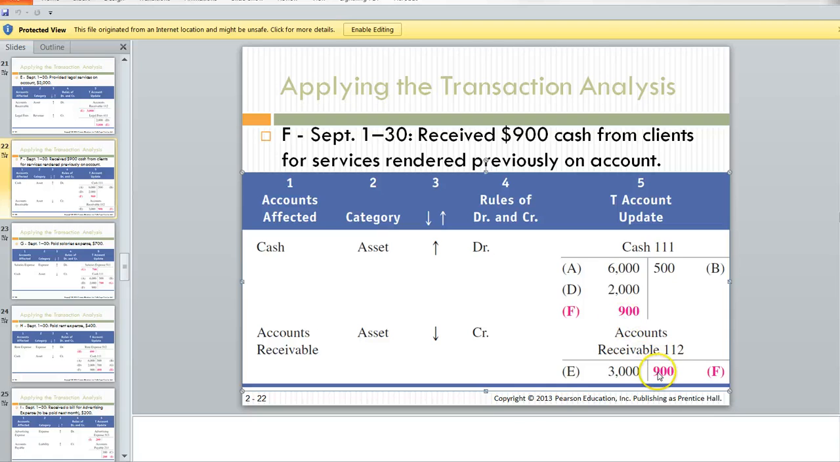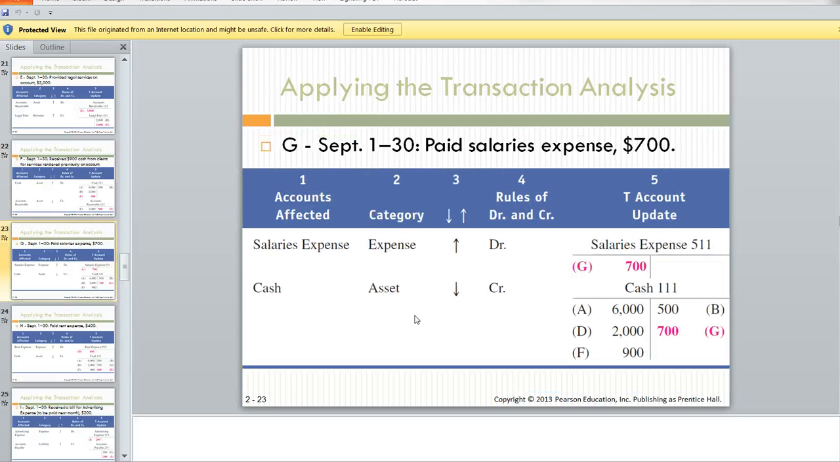And here we are reducing, because it's an asset. What happens when you need to reduce an asset? You have to enter a credit. So a debit adds to, a credit subtracts from assets. Up to you to learn the rules.